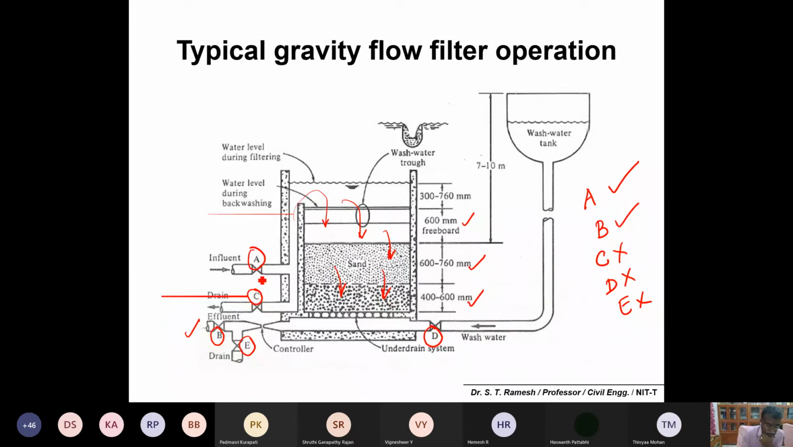Open valve A, allow the water to flow through the filter. At the same time, keep valve B also in the open position, so that I can collect the effluent. All other valves are completely in the closed position. Is it fine?